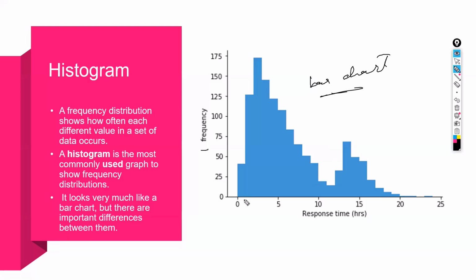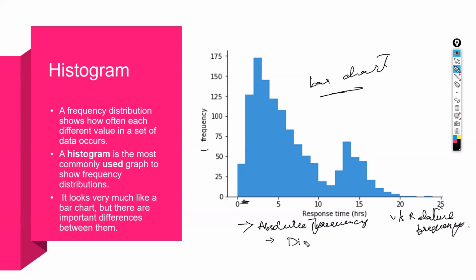Using unequal bin sizes is also a misuse. You cannot use unequal bin sizes. In a histogram, you can also have absolute frequency versus relative frequency. Then you can also display unknown or missing data. That is a kind of histogram that you can use.